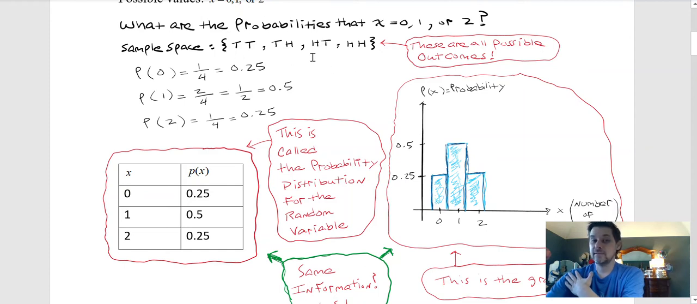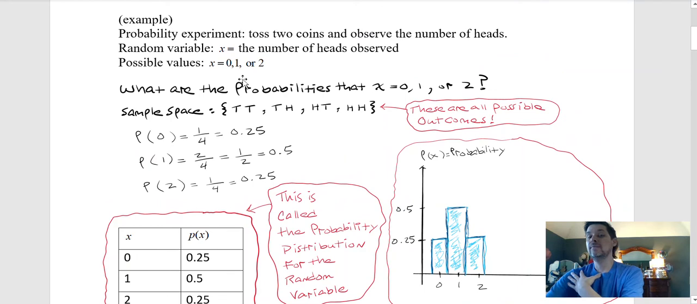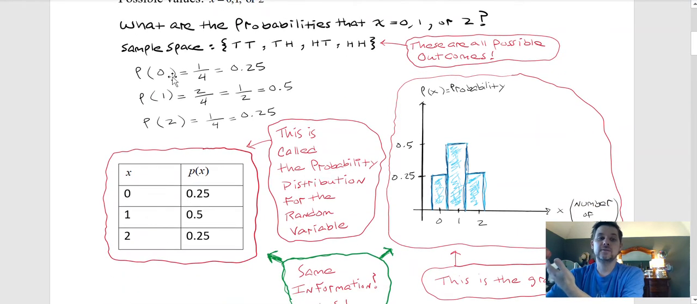Now with that, if that's the whole sample space, I can tell you the probability that the random variable will take any of its values. What's the probability that the random variable is 0, that there's no heads among the two coins? Well, that can only happen one way. See this? Tails, tails. Out of 4 total outcomes, you got a 1 in 4 chance, 0.25 chance, 25% chance. What's the probability that the random variable will be 1?